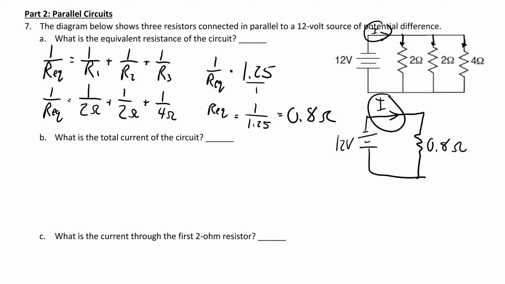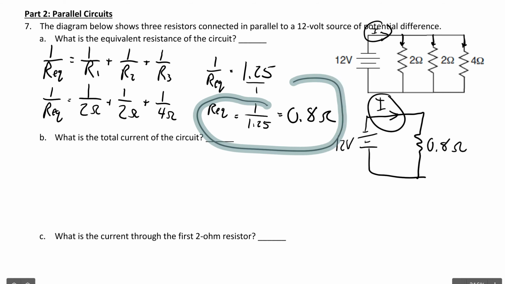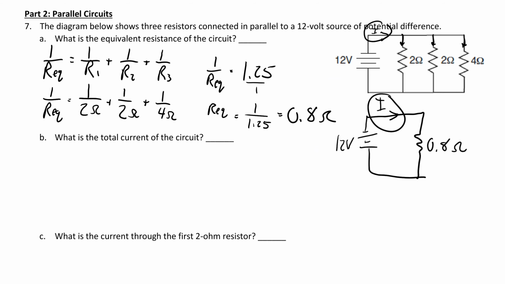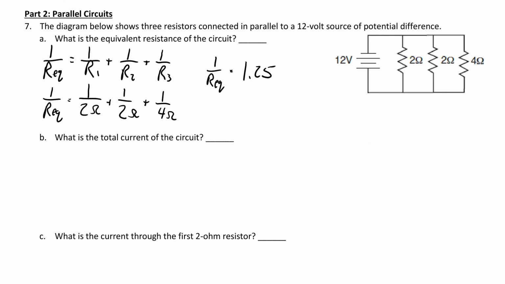But let's back up a little bit. Is there a different way that we could solve for this equivalent resistance? Maybe you didn't like taking the inverse. Well, if you don't want to take the inverse, you could also cross multiply. So let's do that. This is what we had when we did 1/2 plus 1/2 plus 1/4. We plugged it into our calculator and it popped out 1.25. If you're solving for Req, you could also cross multiply.